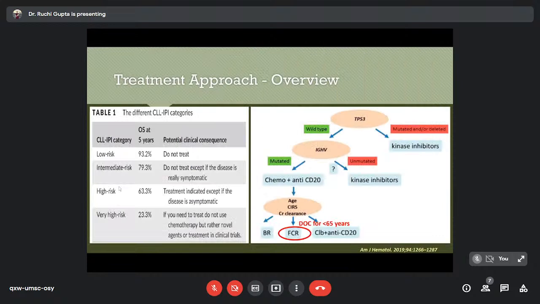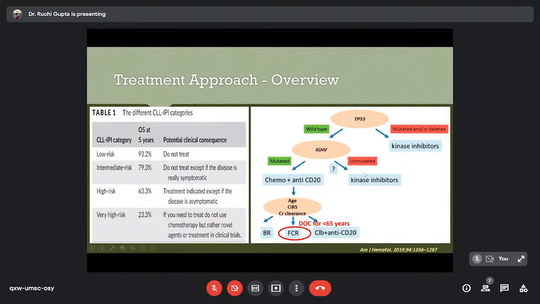So I'll be briefly touching upon this part. As I already mentioned, the CLL-IPI divides the patients into low, intermediate, high risk and very high risk. The low risk as well as the intermediate risk, they are saying do not treat unless the disease is symptomatic. And high risk and very high risk, definitely you need to treat, except if the disease is asymptomatic.